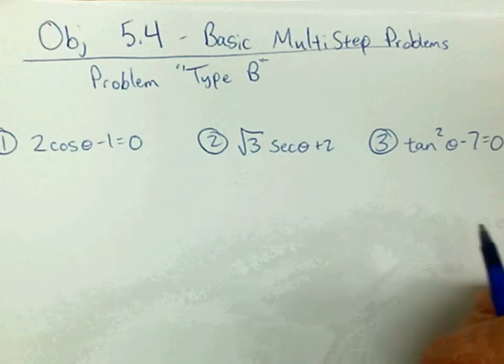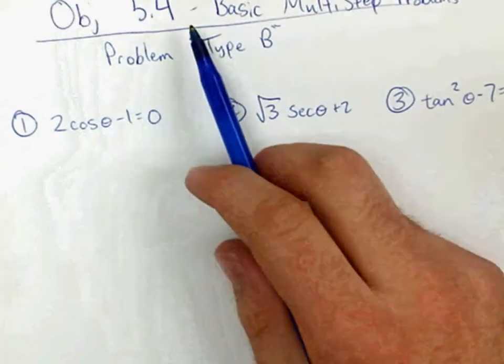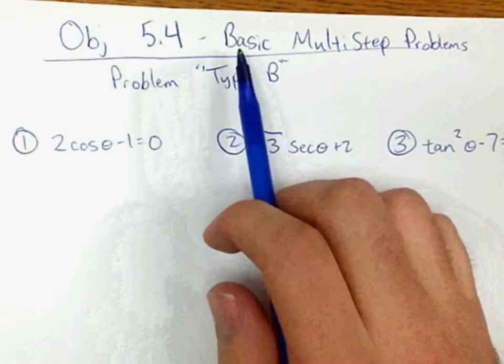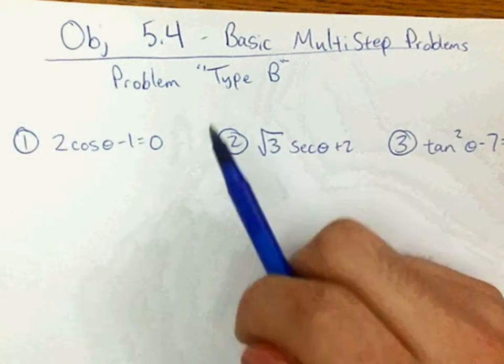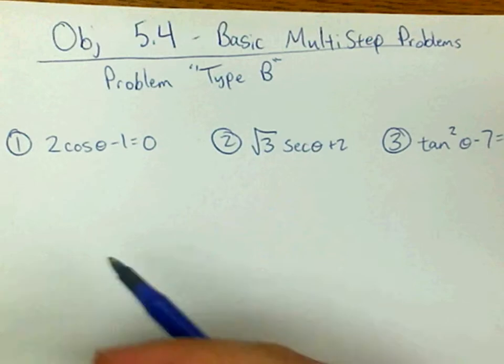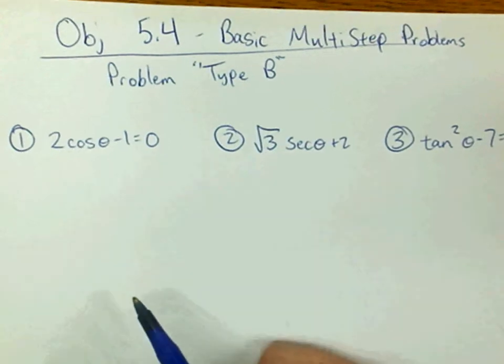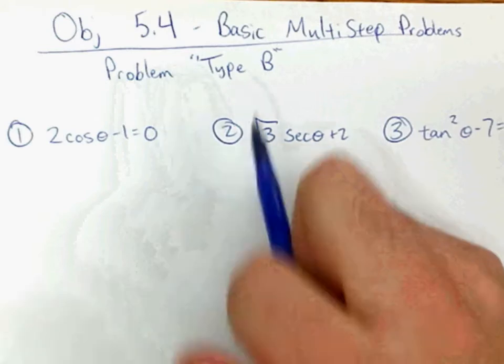Okay, so this is a video for objective 5.4. Specifically, we're going to be talking about just basic multi-step problems. So these are the multi-step trig equations where we don't have to factor or use the quadratic formula, for example, or any trig identities most of the time. In our review, this is what we referred to as problem type B.